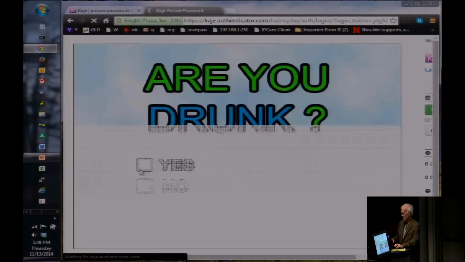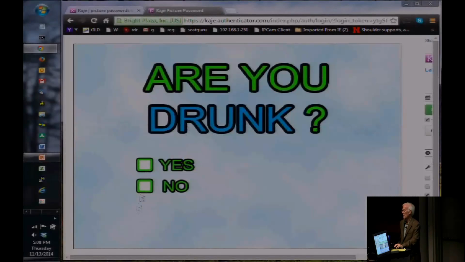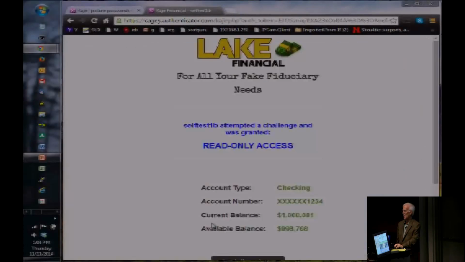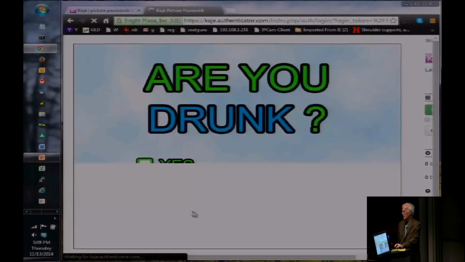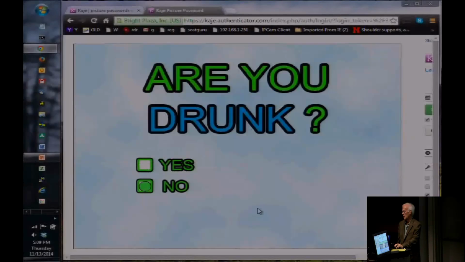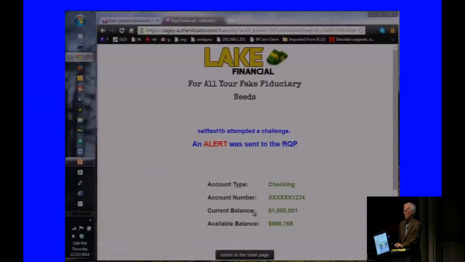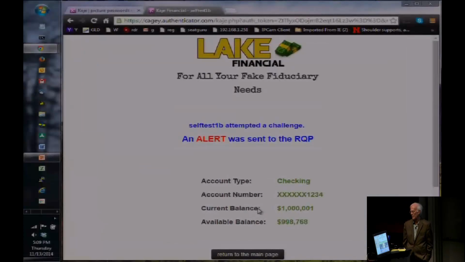But then there's sort of a KAJE way to do it. And in this one, if he says, yes, I'm drunk, he gets read-only access as before. But if he says, no, I'm not drunk, an alert gets sent to the website. Something's happened, okay? He wants the website to recognize that this is a red alert.